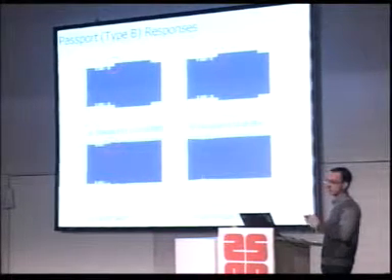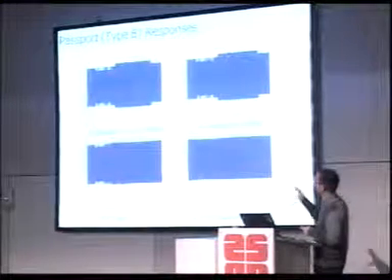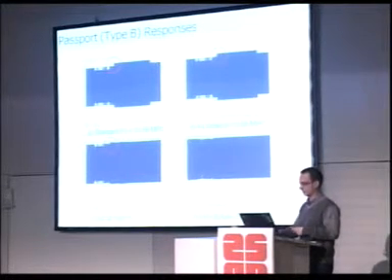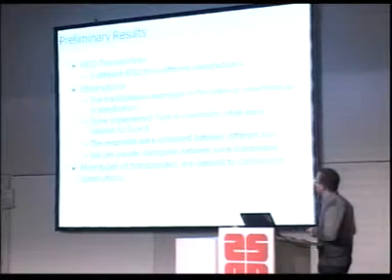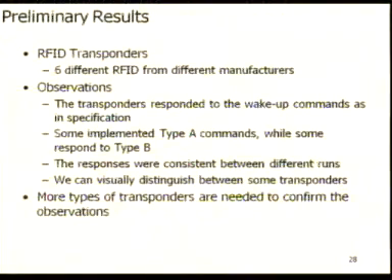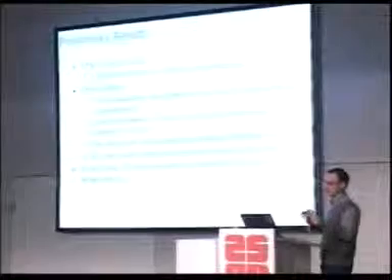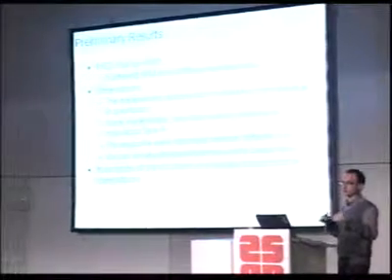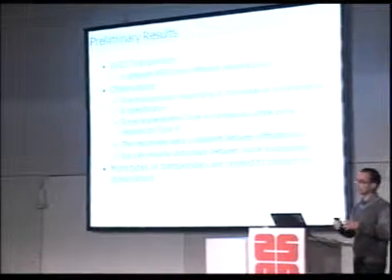Based on these observations of the different timings in the communication with the transponder, we are able to distinguish between the devices that we have. Unfortunately, we had only 6 different RFID chips on passports. Some implemented type A, some implemented type B, and the timings that we observed were consistent between different runs on the same device.